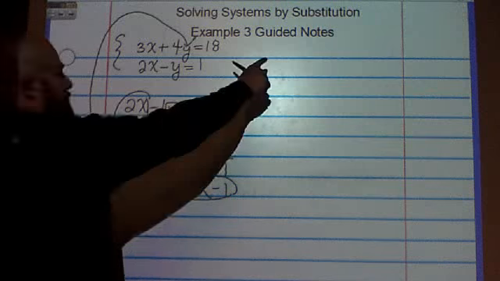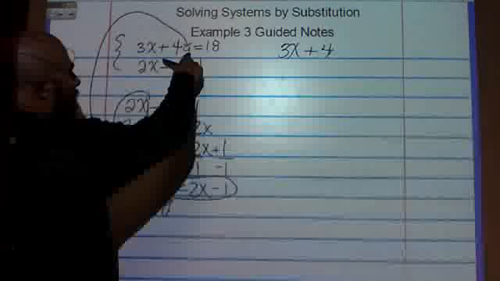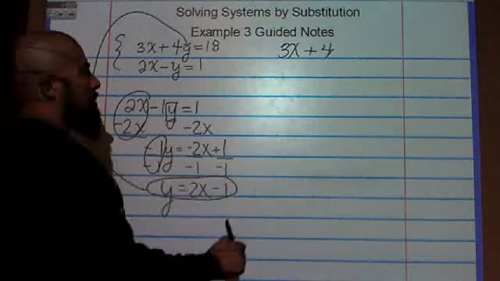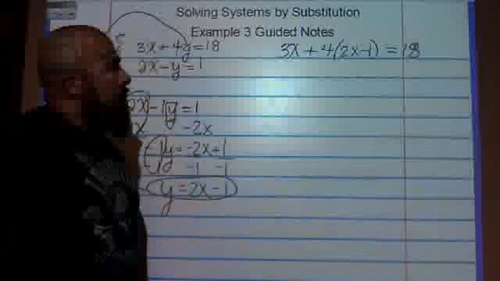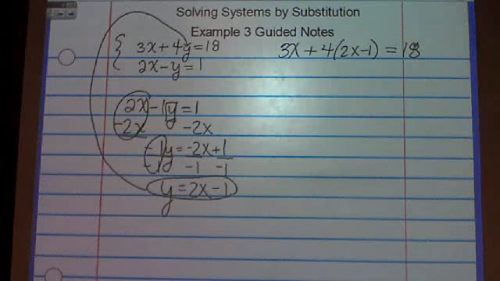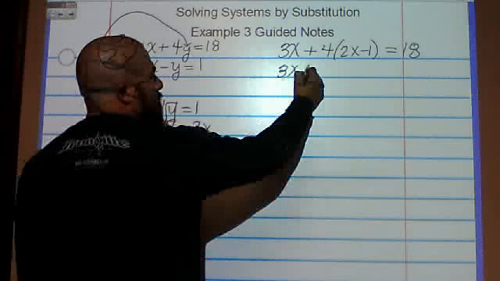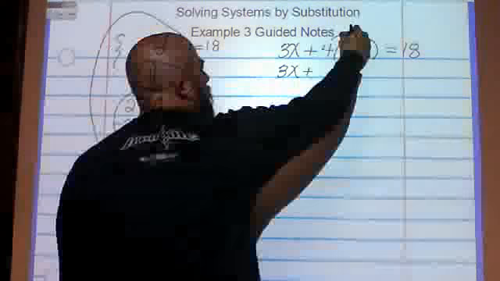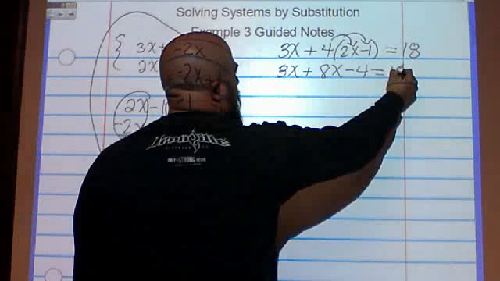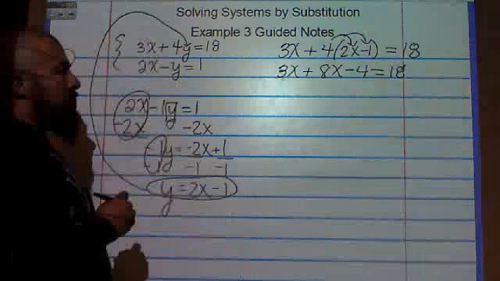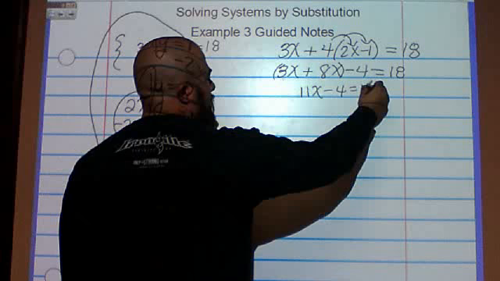So let me work this area. I have 3x plus 4, and instead of y, I'm going to put 2x minus 1, equals 18. Now, we've seen these problems before. We worked these out. We're going to be solving for x here. So I have 3x plus, and I've got to distribute, 8x minus 4 equal to 18. Remember, first day of school, I can group these. That's 11x minus 4 equals 18.